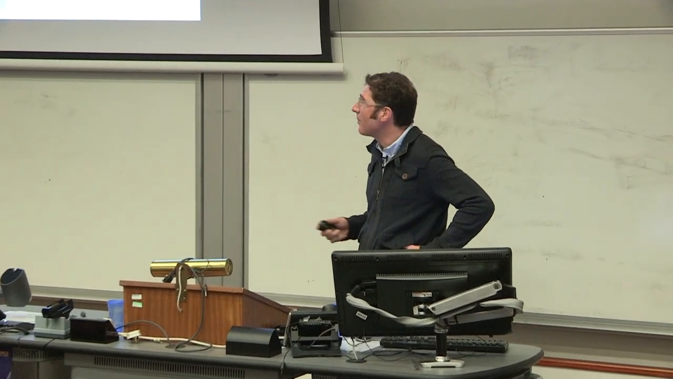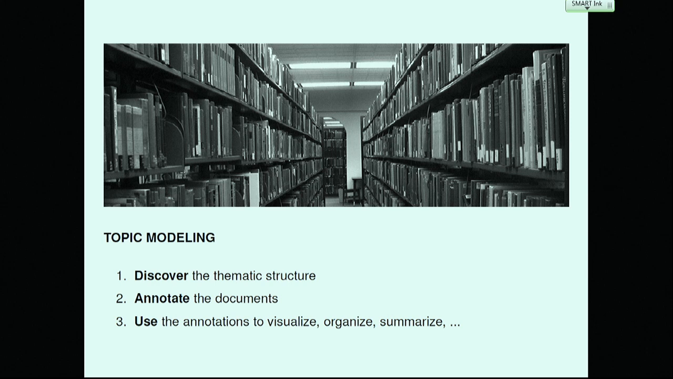And in a nutshell, topic modeling is about discovering the thematic structure in large collections of texts. Loosely, and I'll make this more formal later, it's about annotating the documents according to that structure we uncovered, and then using the annotations to visualize, organize, summarize, do whatever it is we want to do with the documents. In other words, we want to take that stack of unorganized books and automatically turn it into a nice library without having to read through all the documents, and of course we want to do this with millions of documents.